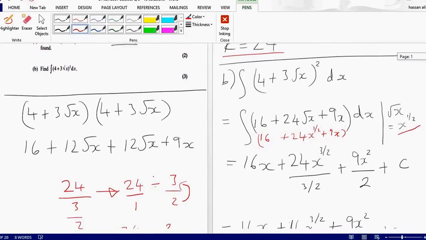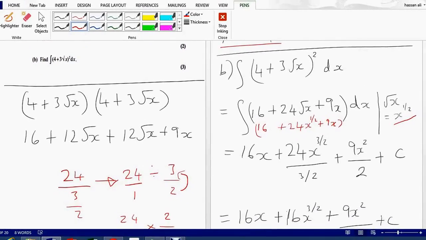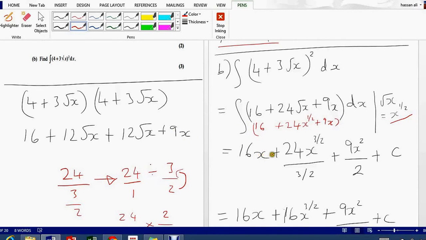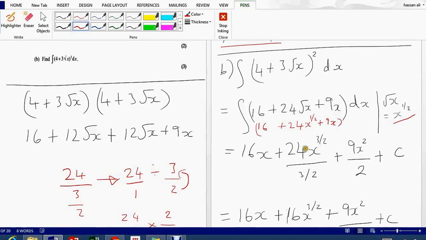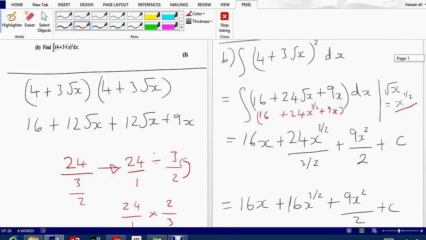So don't forget that plus c. Just bear in mind that you're just adding one to the power. So 16 will just give you 16x, 24x to the half plus 1, and then you divide by the new power. Then you've got 9x and divide by the new power, and don't forget your plus c. I've simplified 24 over 3/2, so in other words all we're doing is dividing by 3/2. So I've simplified it here for you so you can see what we've done.